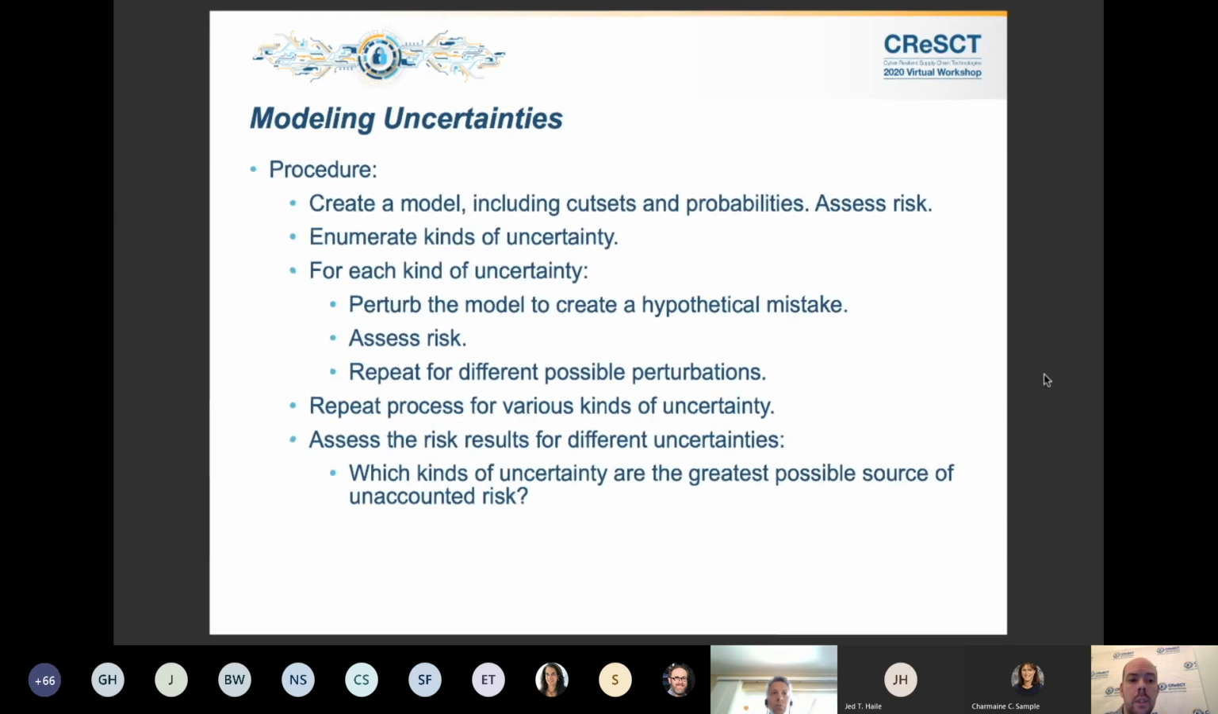In this study, our general procedure is to create a model, including cut sets and probabilities, and assess risk. Then we go through all of the different kinds of uncertainty that we've thought of, perturb the model to create a hypothetical mistake of that kind, assess risk, and repeat many times across all different kinds of uncertainties. At the end of this, we should have some information about which kinds of uncertainties produce the largest change in risk at the end of the day. Those would be the kinds of uncertainties that we want to prioritize.